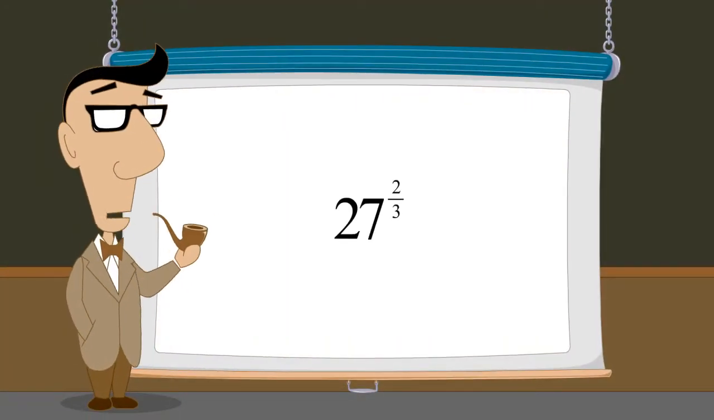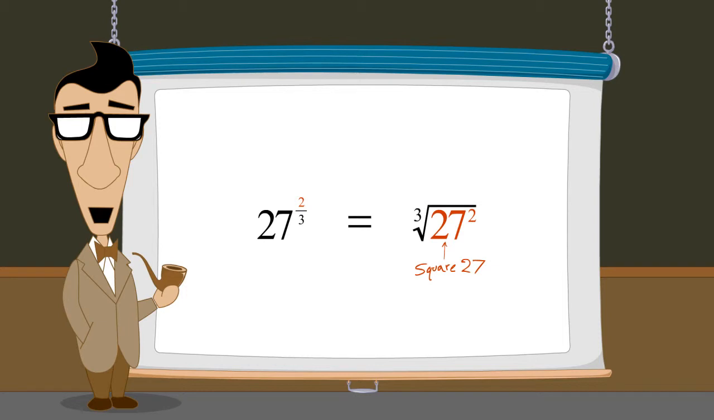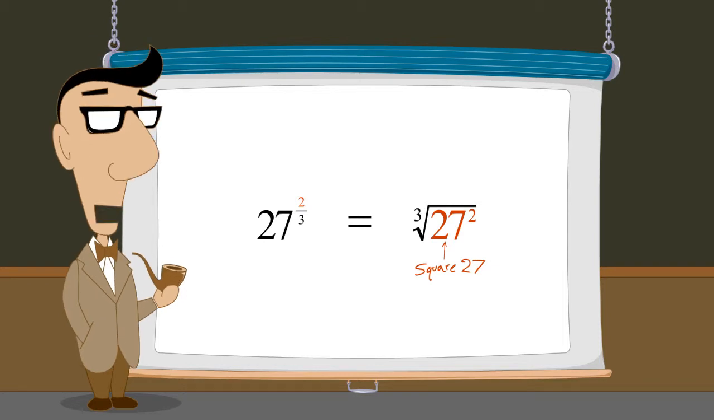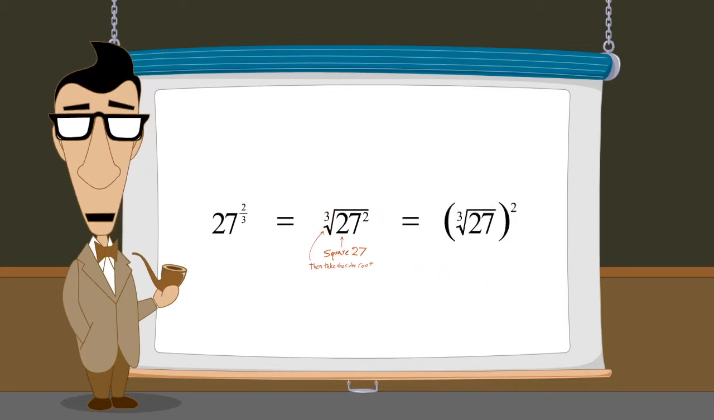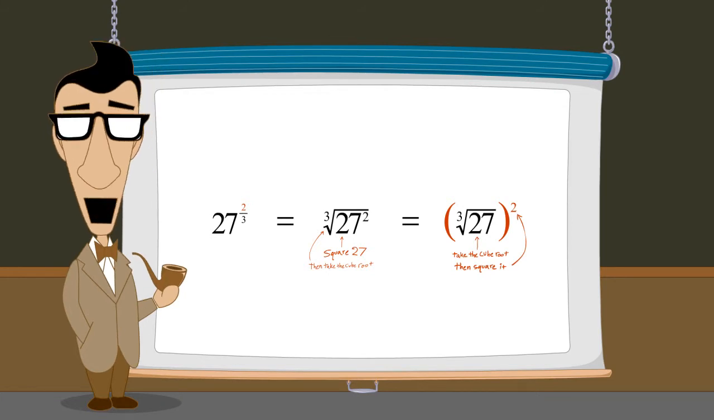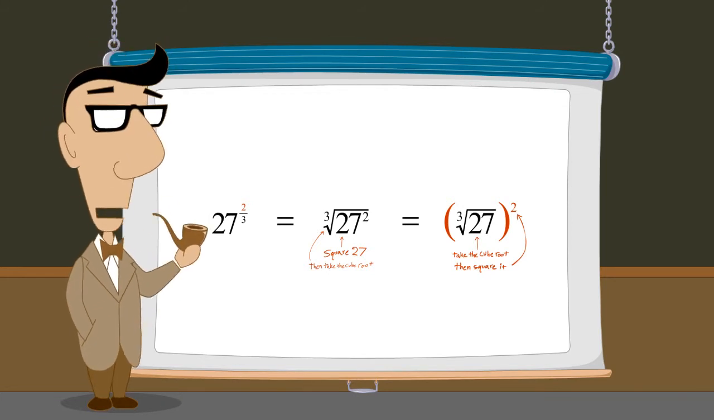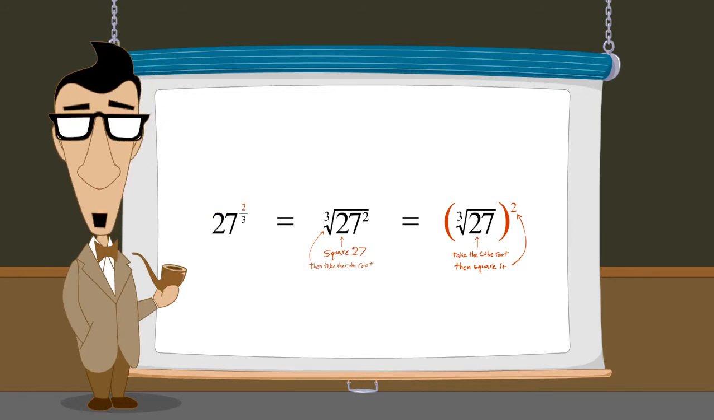So we have two options for evaluating an expression with a fractional exponent. We can raise the base to a power specified by the numerator, and then take the root specified by the denominator. Or the operations can be performed in the opposite order, taking the root first and then raising the result to a power. Either way, we get the same answer. However, the amount of work that we have to do can be a lot different. Let's do this example both ways and see why.